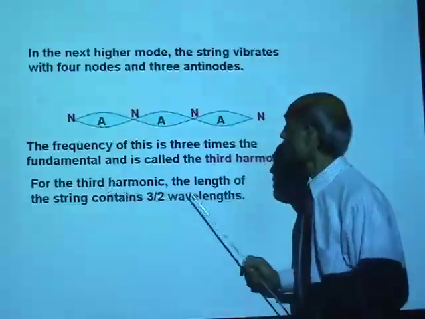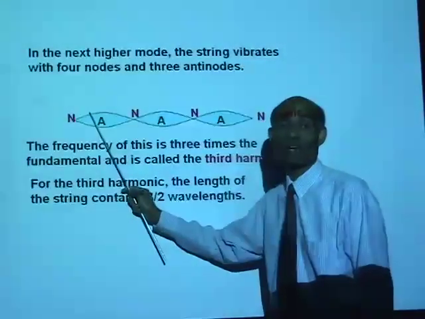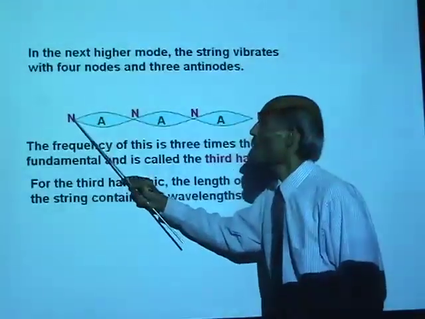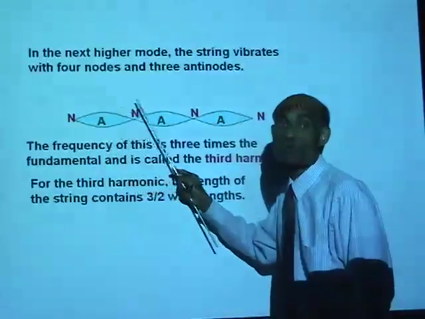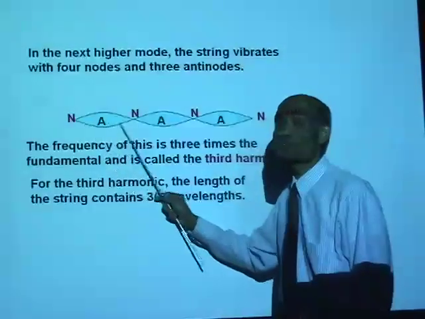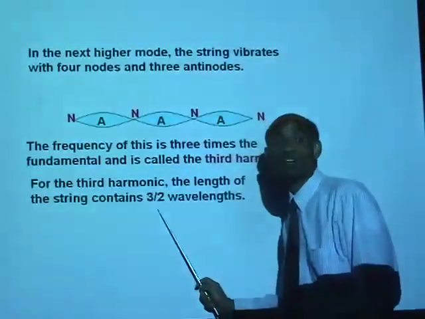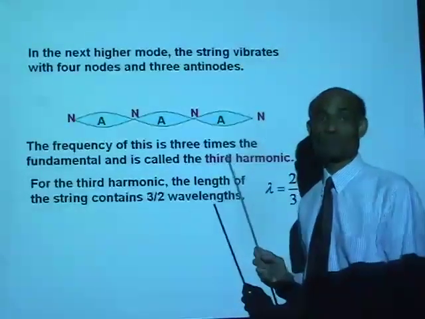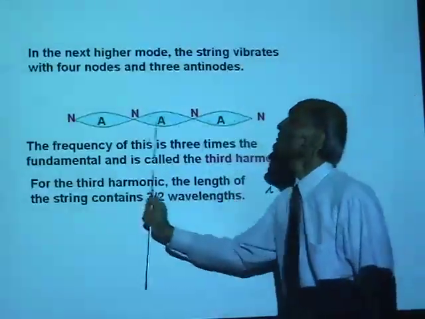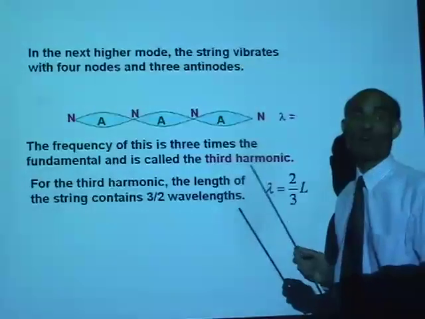Now, for the third harmonic, if you notice, this is the total length of the string. The total length of the string contains now how many waves? Now, one full wave is a distance between two alternate nodes. That is one full wave, and this is a half wave. So the length of the string now contains a full wave and a half wave. In other words, it contains 3/2 wavelengths. That means lambda equal to 2/3 of the length. If this is the length of the string, wavelength is this, which is 2/3 of the length of the string.